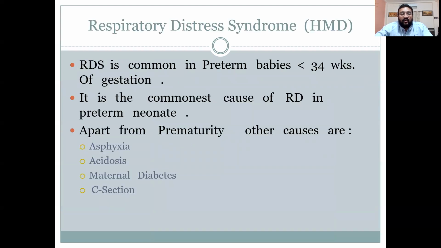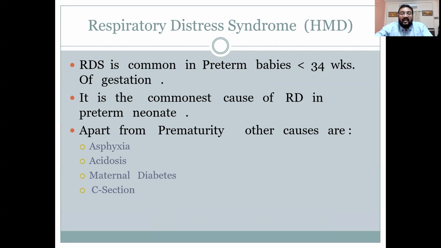So most probably the cause of respiratory distress in this baby is respiratory distress syndrome or hyaline membrane disease. Now what is it? Respiratory distress syndrome or hyaline membrane disease is commonly seen in preterm babies who are born before 34 weeks of completed gestation. This is the commonest cause of respiratory distress in a preterm baby.